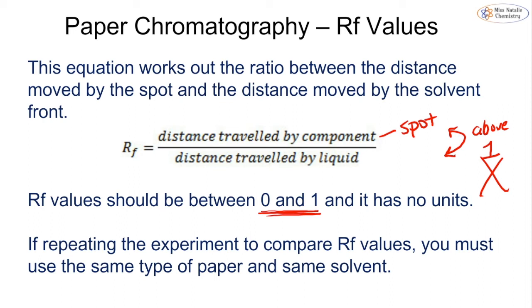Now, it doesn't matter how far you let the solvent front go, this is a ratio. So it would always give you the same number regardless of the distance that you allowed the solvent to move. If you are repeating it to compare the same values, of course you have to make sure that you keep it as fair as possible, so you use the same type of paper and the same solvent, because they can have a small effect on the RF values that are calculated.